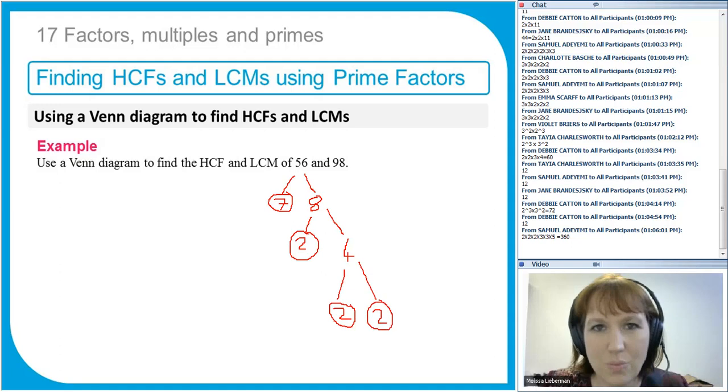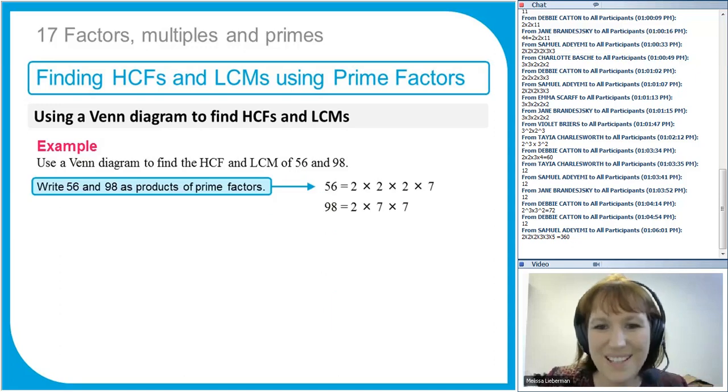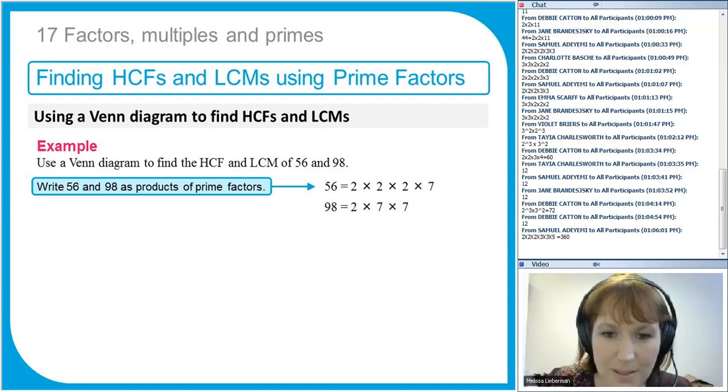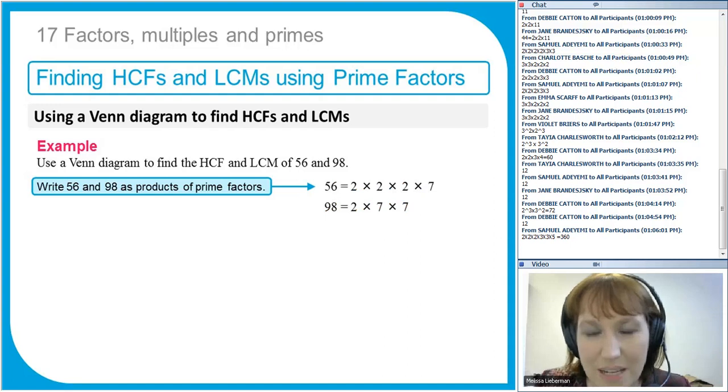And I'll let you work out the factor tree for 98 yourself. I'll probably start with 2 times 49, and then that'd be 2 times 7 times 7, something like that. So there we go, perfect. 2 times 2 times 2 times 7 for 56, and for 98 is 2 times 7 times 7. So that's the prime factor form for those two numbers. Next step, we're going to do a Venn diagram.